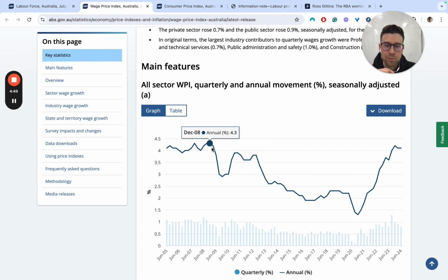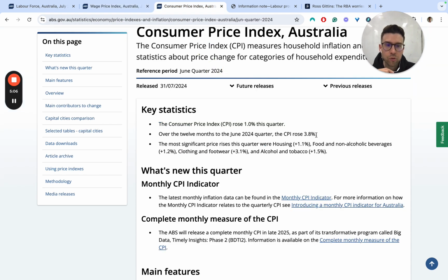Now, you can see that hasn't been that high really since March 09, okay? So that's just early before the GFC, right? And it's almost 15 years ago. So we can see that we're at periods that we haven't seen for 15 years, which is really quite remarkable and a real positive.